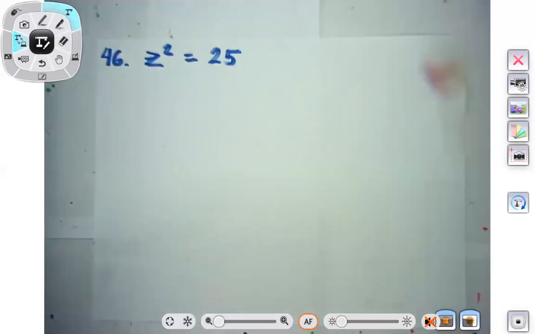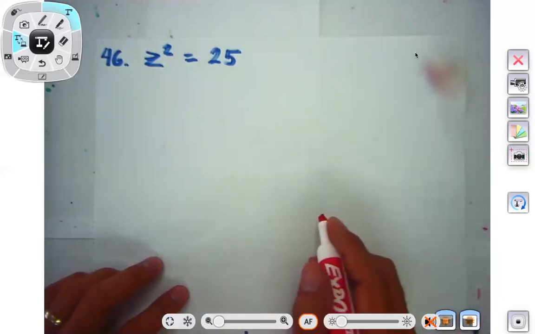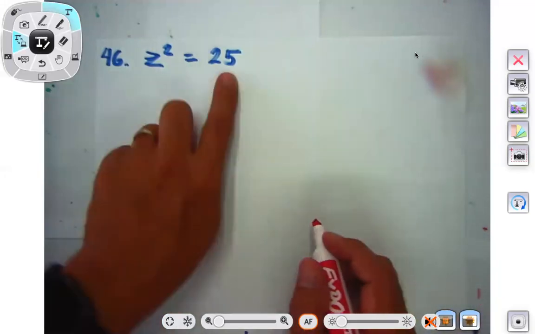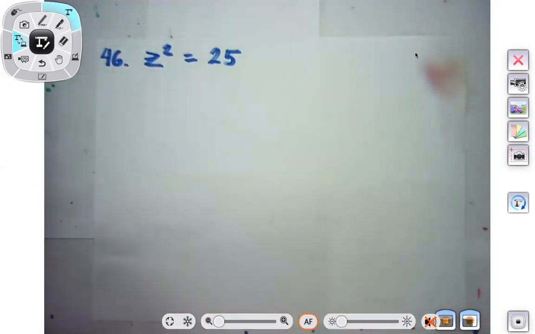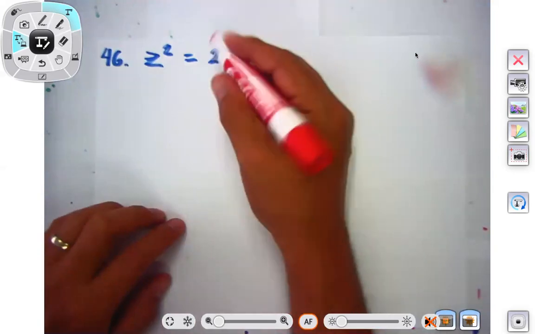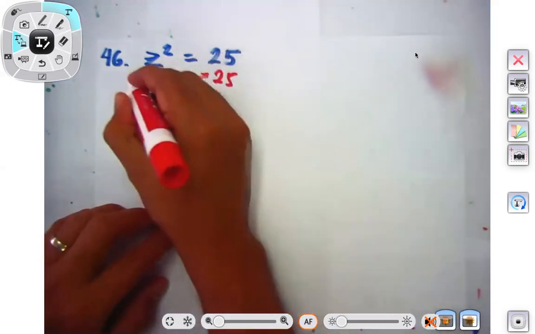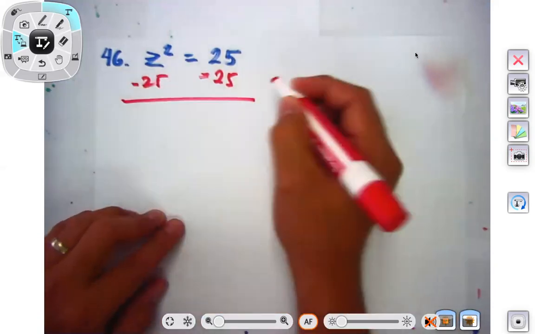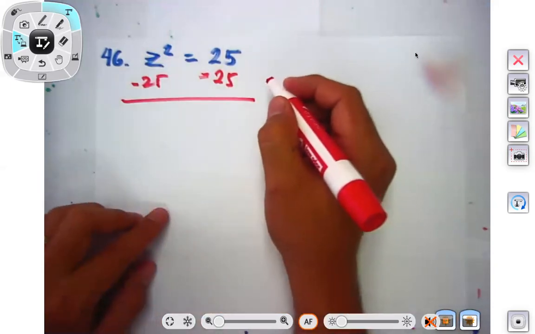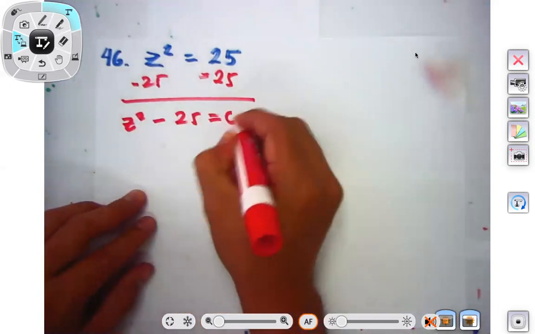You have z squared equals 25. Let us factor z squared equals 25. Well, we need to simplify this before we factor. This one should be 0. Let's make that 0. Now we subtract both sides by 25. None of these are like terms, so as is. Z squared minus 25 equals 0.